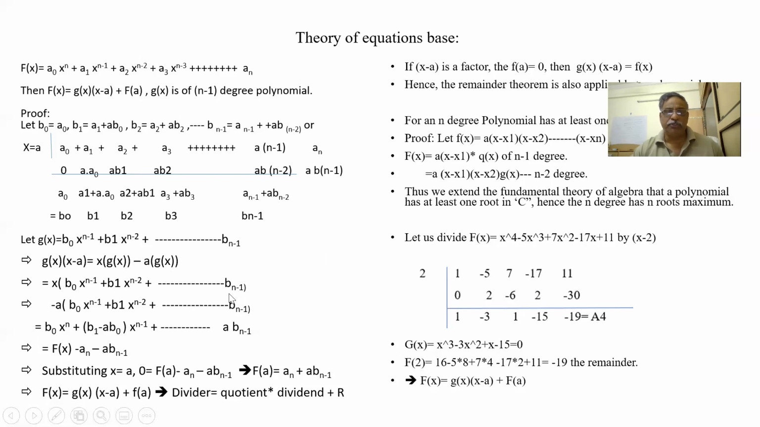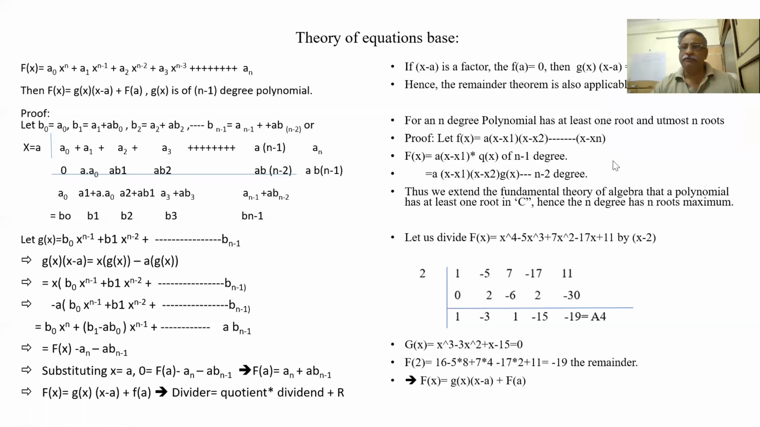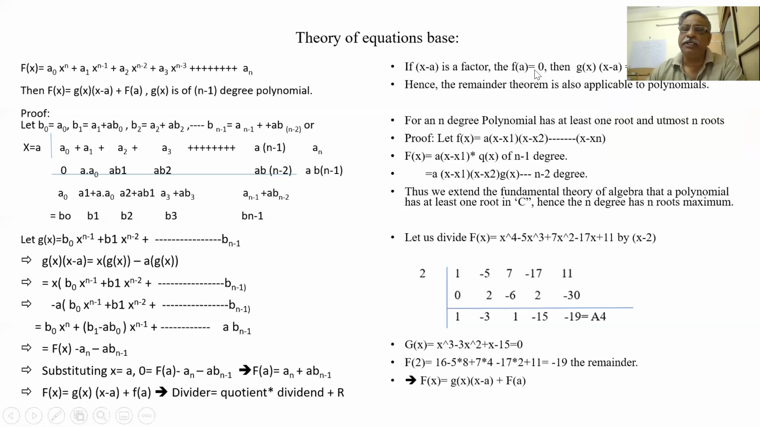This is a generalized process, which we have understood simply through a normal equation of x to the power of 4. So if it is a factor, we know f of a is 0. If I substitute that factor here, it becomes 0. So remainder theorem is applicable to polynomials.